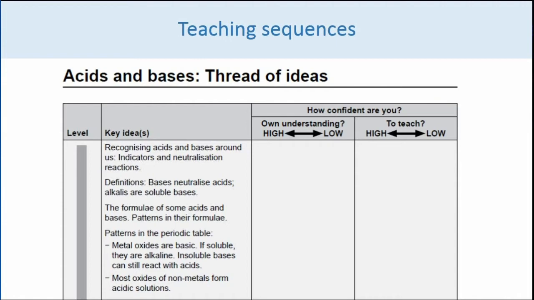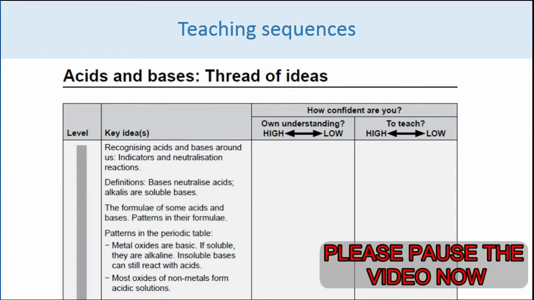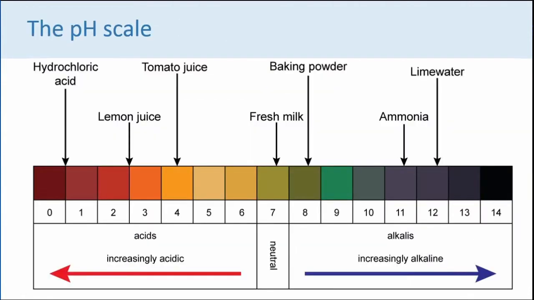Now take a moment to reflect upon your current teaching order. There is a link on the companion sheet to a Word copy of the thread of ideas which you may find useful. Please pause the video and take a look. How does your teaching route compare to the thread of ideas? Great! Now that you've done that, let us now consider the pH scale.